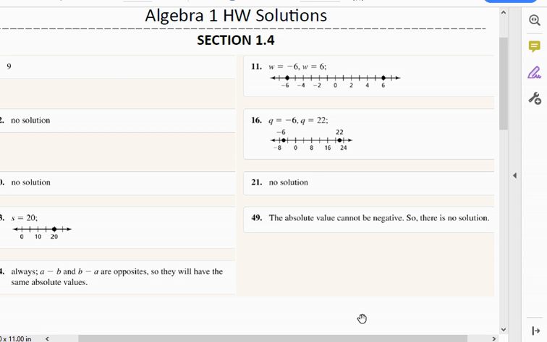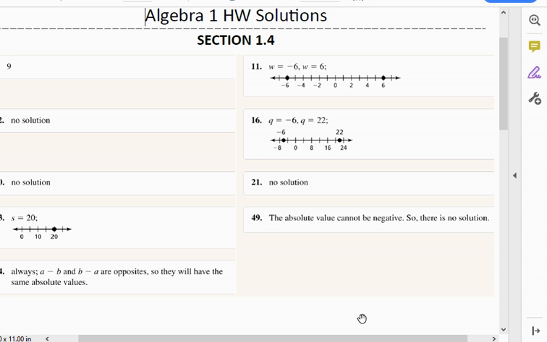So question number 9, answer is 9. 11, there's two answers. It's -6 and +6. 12 is a no solution. I'm guessing the absolute value was equal to a negative. 16, your two solutions are -6 and 22. 20, again, is a no solution. 21 is a no solution. 23 is just one solution.